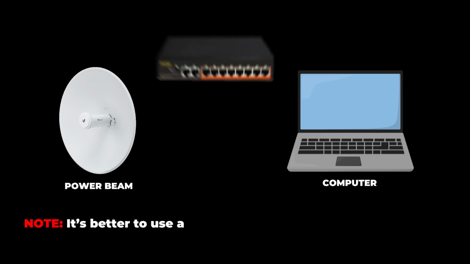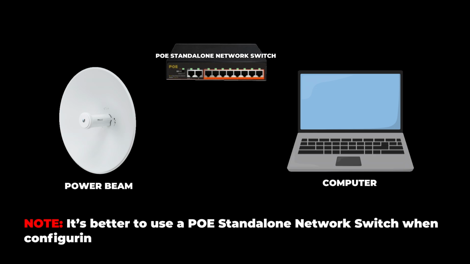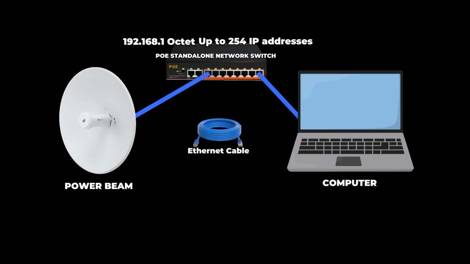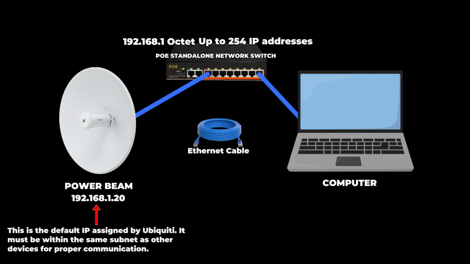Note, it's better to use a PoE standalone network switch when configuring the two devices. Connect the power beam and your computer to the PoE network switch using an Ethernet cable. The network switch is set up using 192.168.1 octet, which allows for up to 254 IP addresses. To elaborate, we only need 2 IP addresses because we have 2 devices. First is the power beam, 192.168.1.20. This is the default IP assigned by Ubiquiti. It must be within the same subnet as other devices for proper communication.